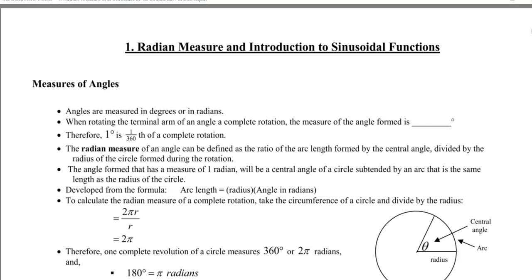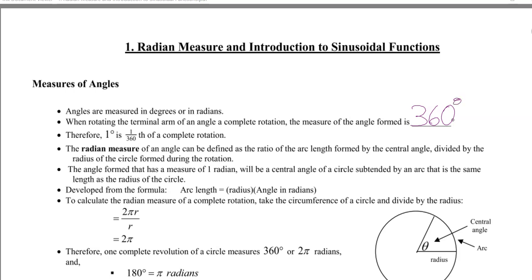Radian measure, an introduction to sinusoidal functions. So angles are measured either in degrees, which is what you've been working in till now. If you go once around the circle, how many degrees is that? 360. Why 360?